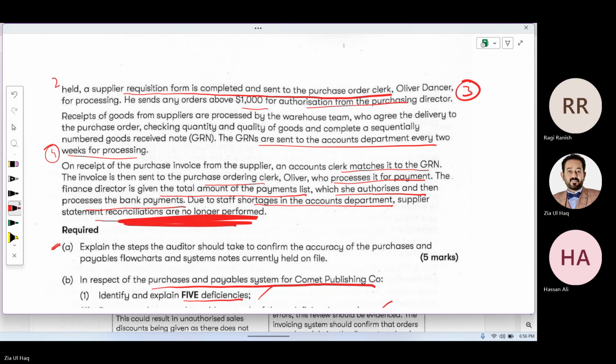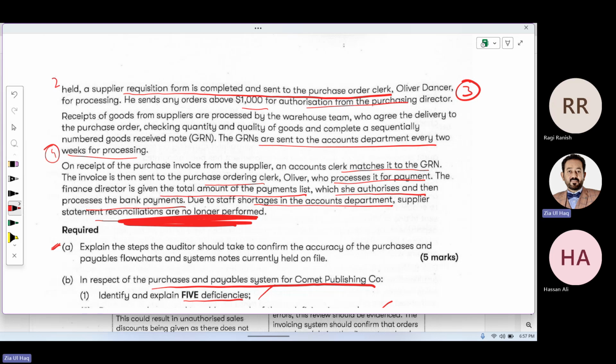What could be the test of control? Evidence will be sought by inspection that supplier statements are reconciled with the payable ledger and differences adjusted. Or you can re-perform the supplier statement reconciliation with the payable ledger to identify differences and verify they have been adjusted. Because if there are differences, this means it is not performed. If there are no differences through your re-performance, this means differences were resolved through reconciliation.